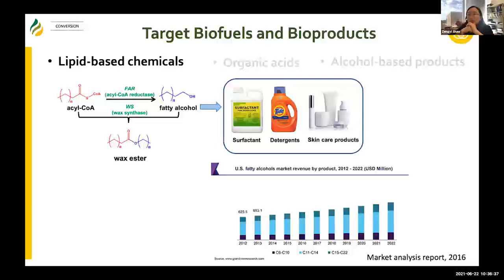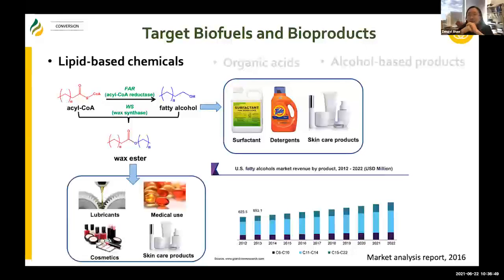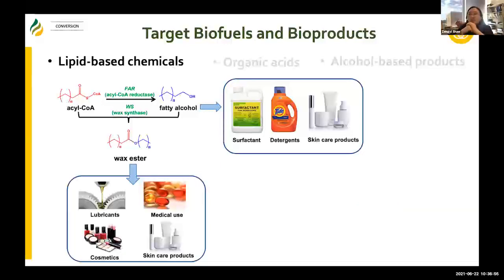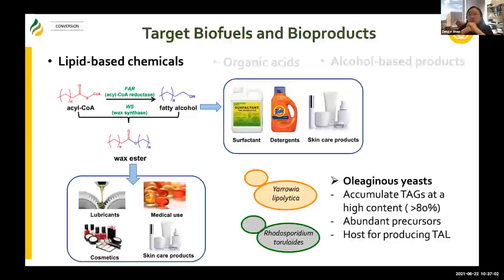Fatty alcohol can then react with another acyl-CoA molecule to form long-chain wax ester, catalyzed by this wax ester synthase. Wax esters can be utilized as premium lubricants and a skincare product additive due to their similar structure with human skin. Our conversion theme chose to engineer two oleaginous yeasts, Yarrowia lipolytica and Rhodosporidium toruloides, because of their superior native ability to accumulate TAG at high content. Because TAG are also derived from these acyl-CoA molecules, we reason that these two yeasts should provide abundant precursors for fatty alcohol and wax ester biosynthesis.